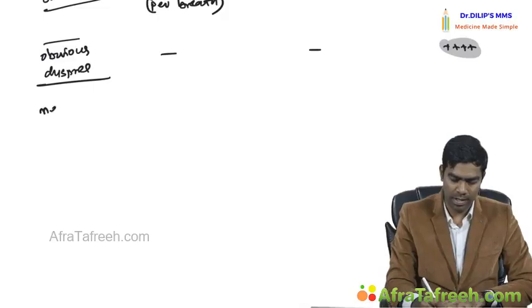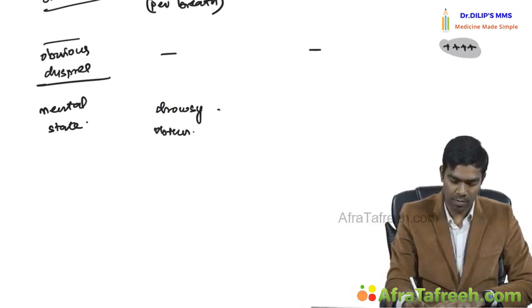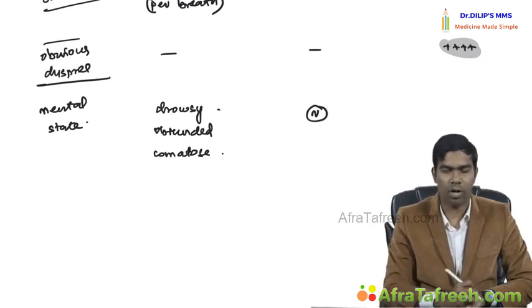And what will be the mental alertness, mental state? This patient will be drowsy, obtunded, even comatose. Mental state will be very down. Obtunded, stuporous, comatose, you can tell anything, but the mental state will not be good. Here the mental state is typically normal.